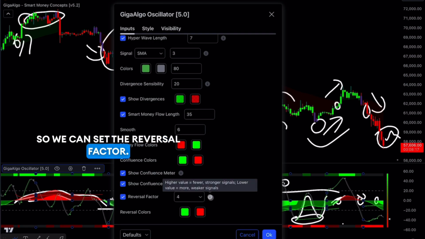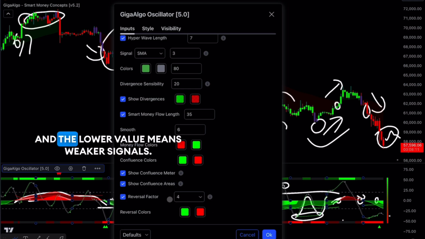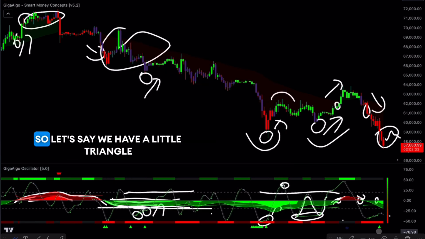So we can set the reversal factor. The higher values are the stronger signals and the lower value means weaker signals. So let's say we have a little triangle here. That means we might see reversal.